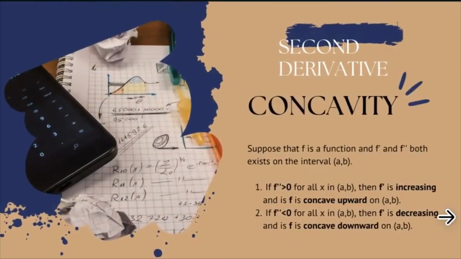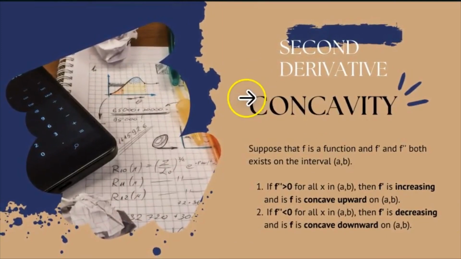Now that we have shared the definition of concavity, and the intuitive idea of concavity, of holding water or spilling water, let's share the relationship between the second derivative and concavity. Suppose that f is a function, and f prime and f double prime both exist on the interval from A to B. If f double prime is greater than 0 for all x in that open interval from A to B, then f prime is increasing and f is concave upward on the open interval from A to B.